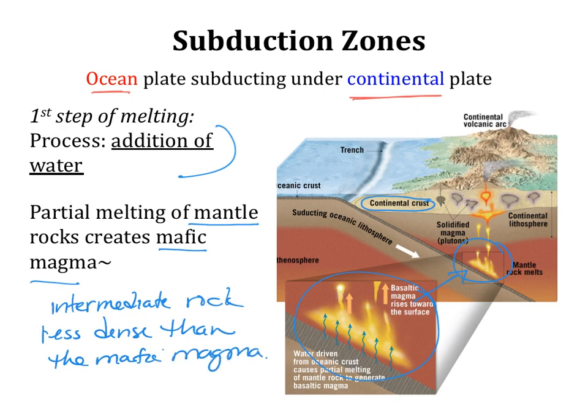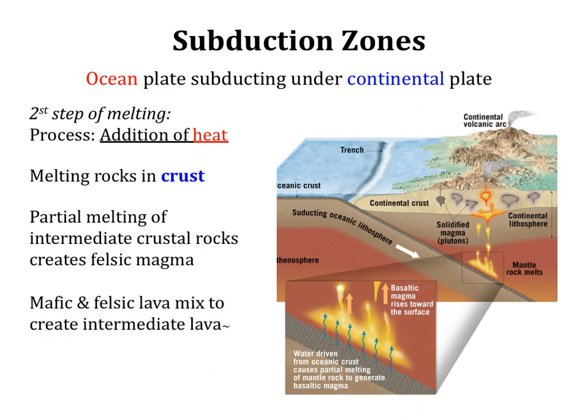So that means that the mafic magma will just sit here and not move up through the continental crust. It's very hot though, and so instead of moving up, what it tends to do is heat up the continental crust. So if we heat up the continental crust, we begin to actually melt the crust. So that is the second step of melting that happens in a subduction zone.